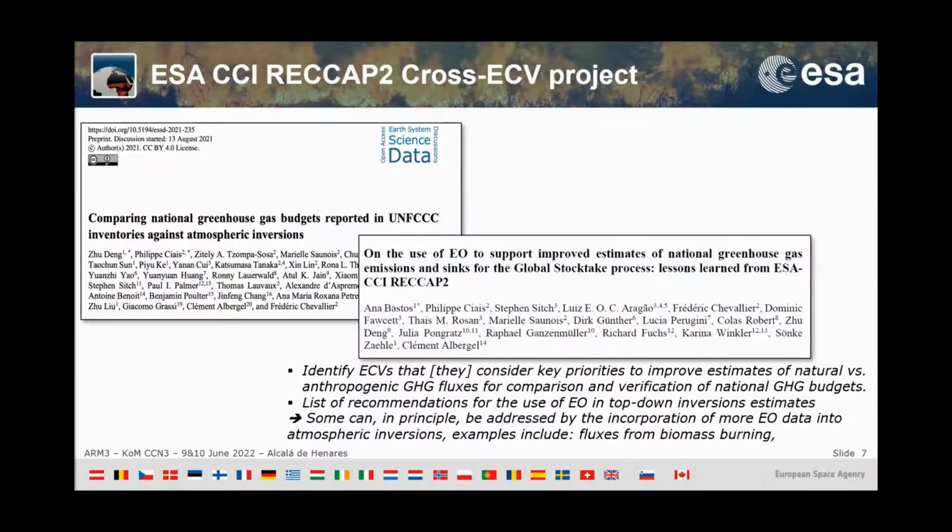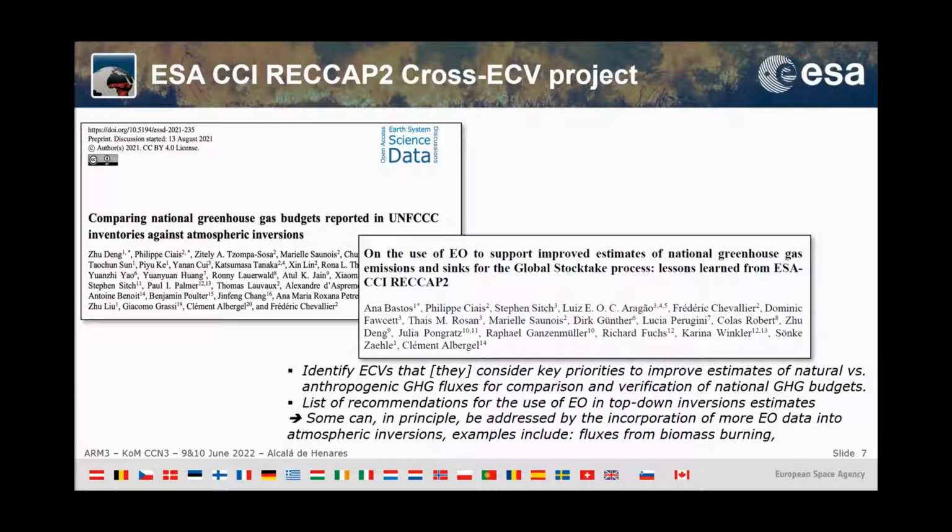On this slide, here on the left-hand side, that's the paper I was mentioning. The figure is from this paper. And the RECAP 2 CCI group has also submitted a paper to reflect some lessons learned from their activity. The objective was to identify ECVs that they consider key priorities to improve estimates of natural versus anthropogenic greenhouse gas fluxes for comparison and verification of national greenhouse gas budget.